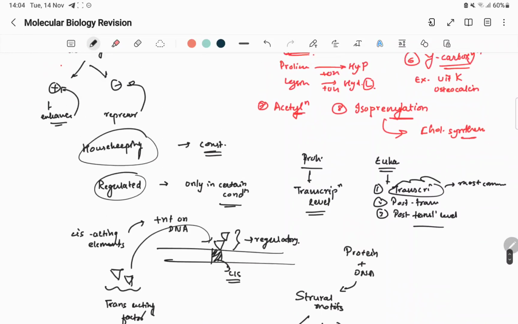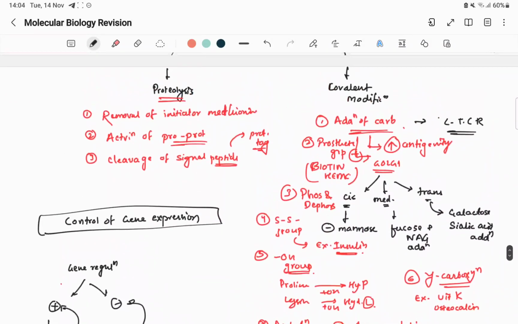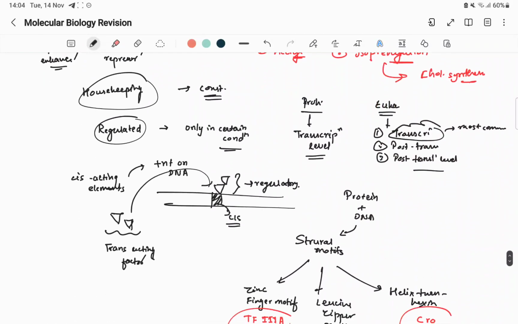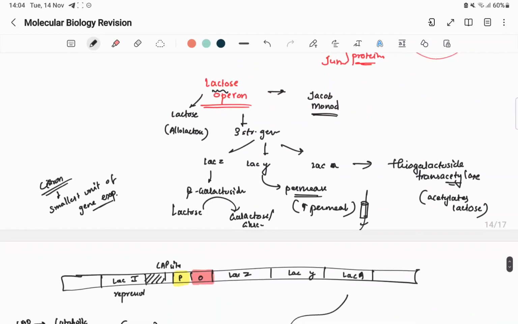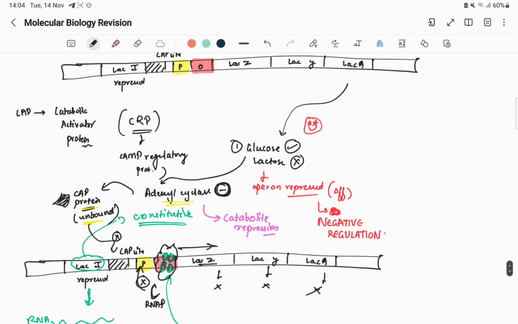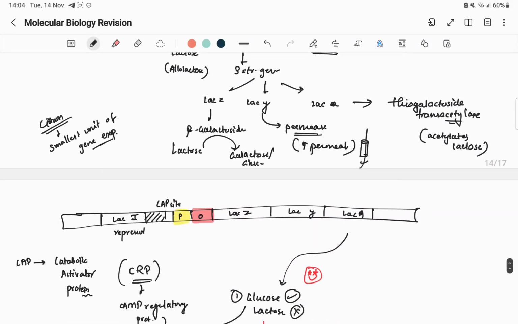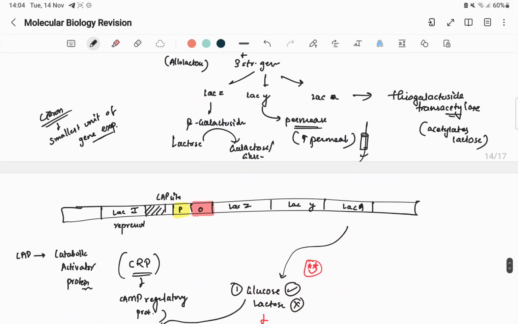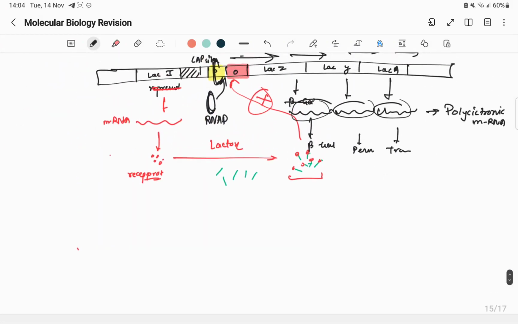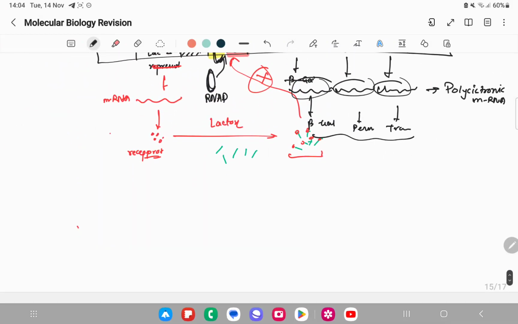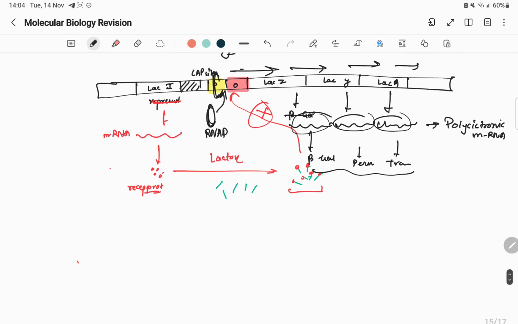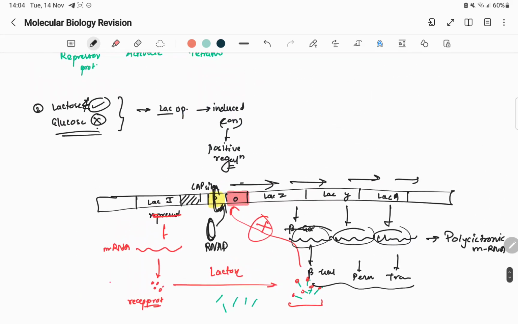Understood? I was checking something. Did I tell you what things are synthesized by them? Thiogalactoside transacetylase I told, permease I told, and beta galactosidase, yes, I have told. Okay, no problem. They are synthesized. Understood? Another case is there. Let's name it case 3, where lactose is also present and glucose is also present.